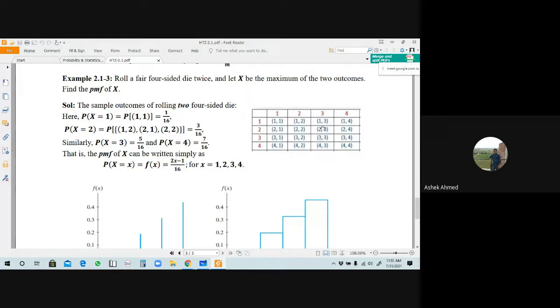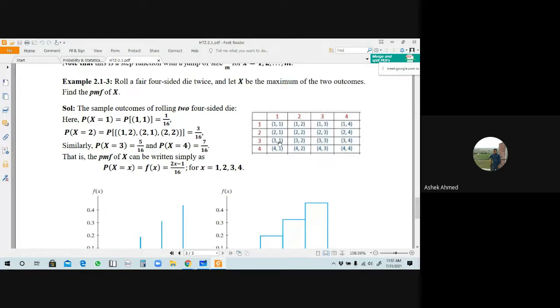How many? 1, 2, 3, 4, 5, is it right? Then 5 by 16. Similarly, if you take x equals to 4, the maximum outcome, 7 here, sir. This is 7 by 16.